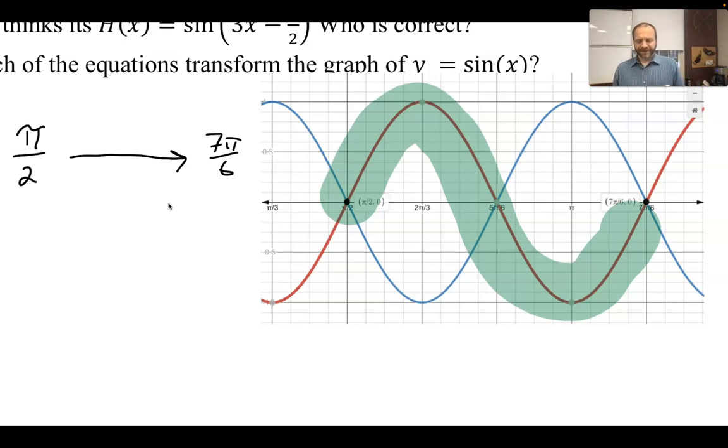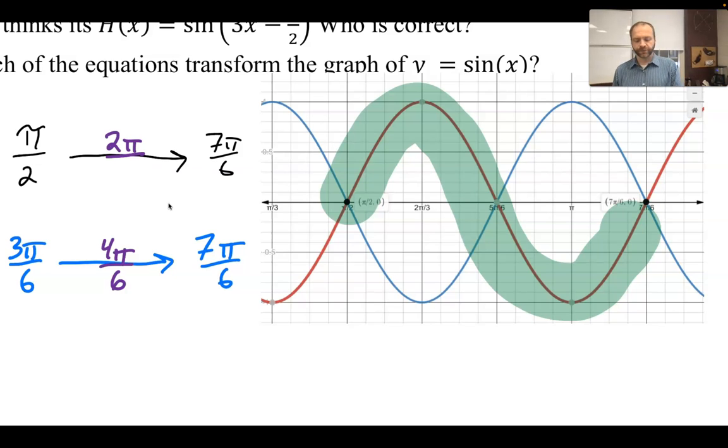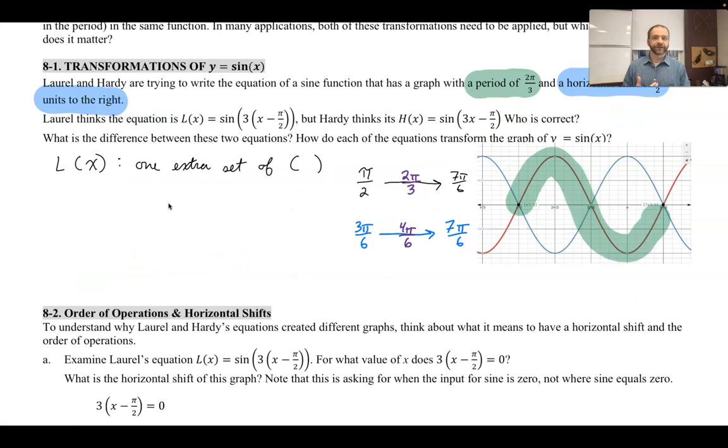It's hard to tell if they don't have the same denominator, so let's make it the same denominator. Pi halves is 3 pi sixths, and it's going to 7 pi sixths. So that interval, I would have 4 pi sixths. 3 pi plus 4 pi, 7 pi. Well, 4 pi sixths does simplify into 2 pi thirds. All right, so the red one matches the characteristics that we needed in this. And that's the big thing we're trying to figure out.